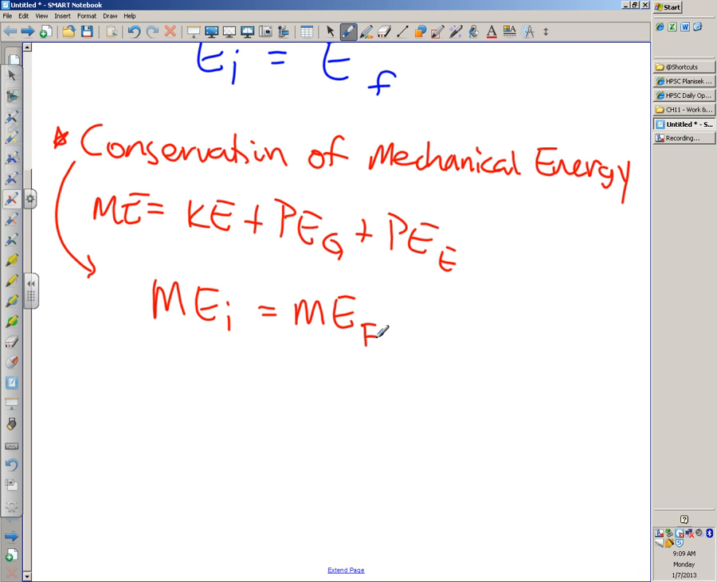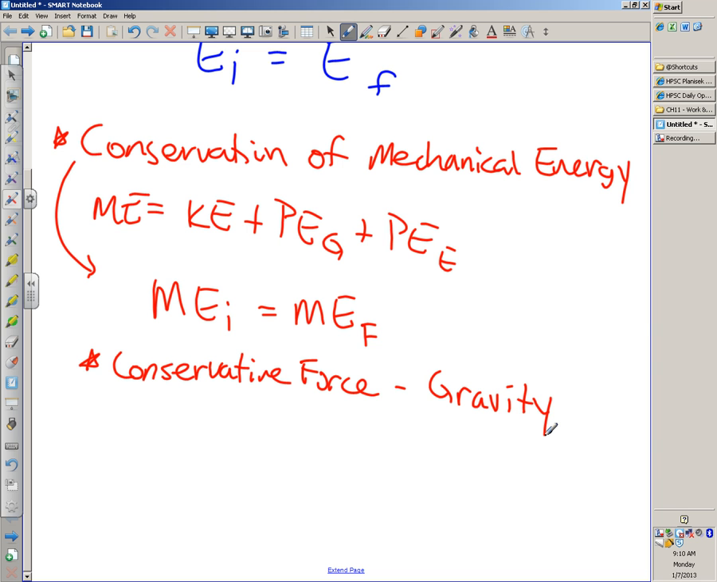Is that word somewhat familiar? So we said that only happens when there are conservative forces. And we said that there were two kinds of conservative forces. Gravity. Gravity's one of them, and that's the biggie. And then the other one, do you remember what the other one was? Friction? Not friction, definitely not friction. Elasticity. Elastic, springy stuff, right?